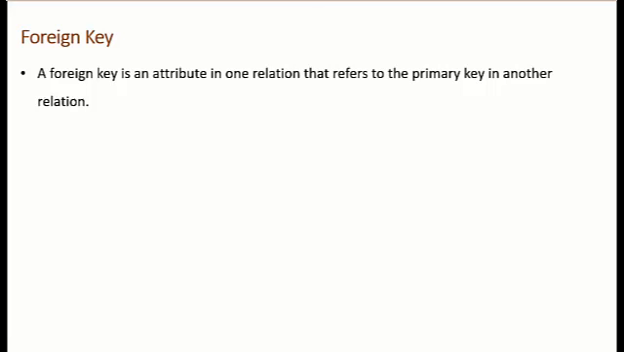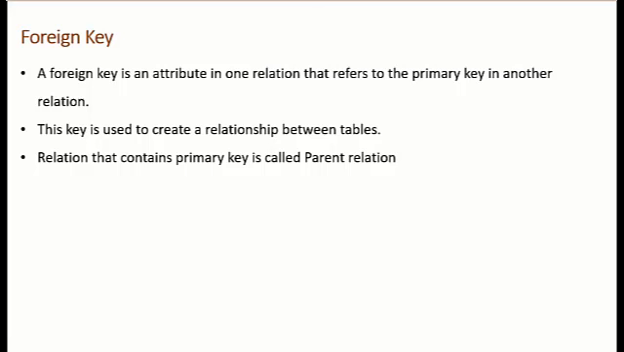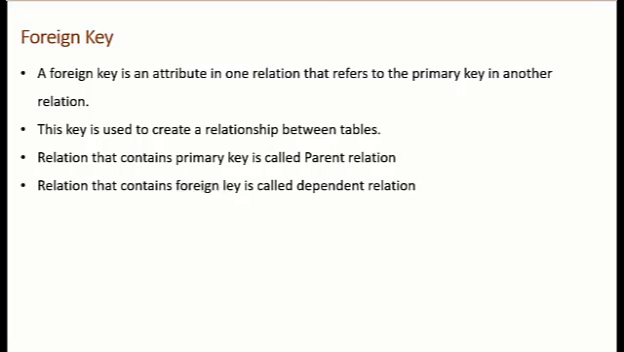Foreign key. A foreign key is an attribute in one relation that refers to the primary key in another relation. This key is used to create a relationship between the tables. A relation that contains a primary key is called a parent relation, and the relation that contains a foreign key is called a dependent relation.